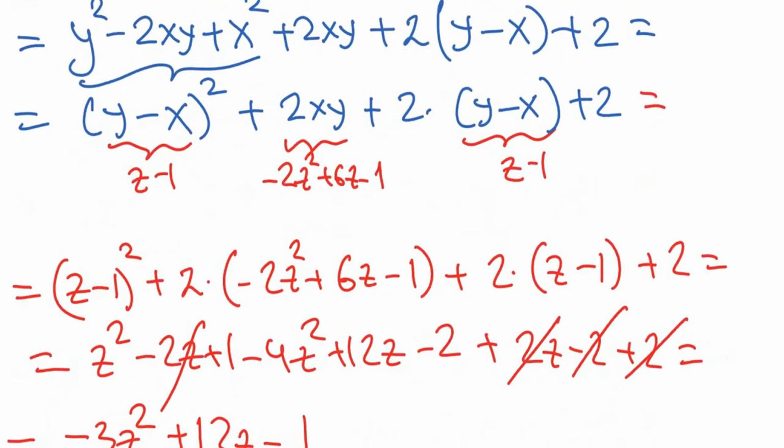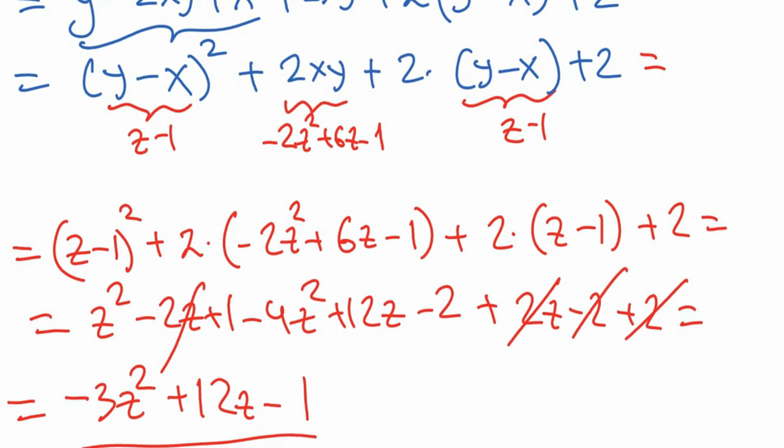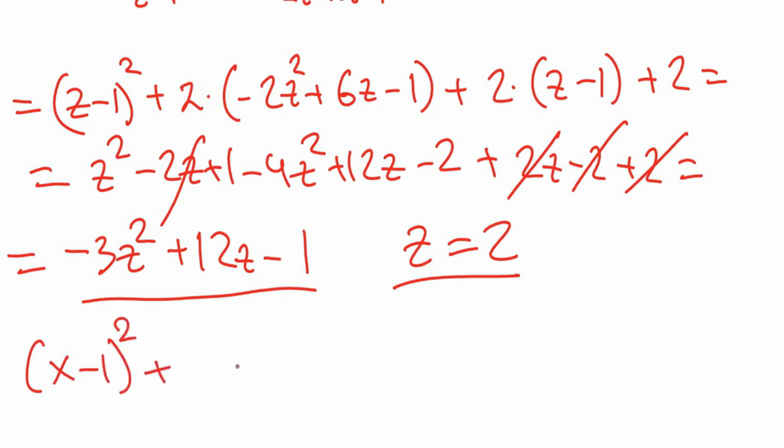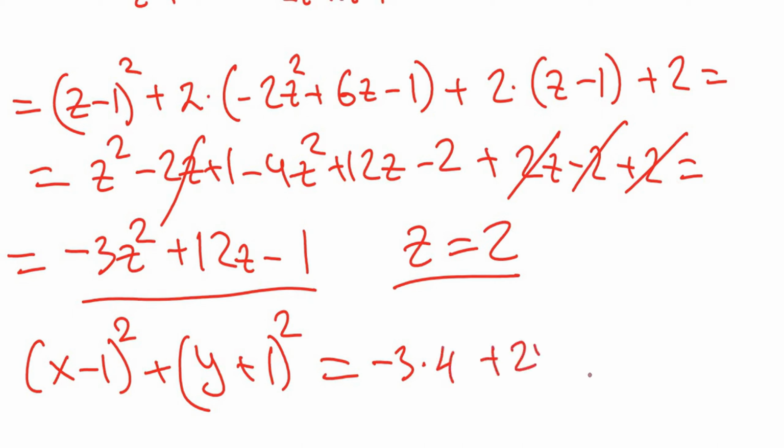So therefore, at z equal to 2, if z is equal to 2, then our (x minus 1) to the power of 2 plus (y plus 1) to the power of 2 will be maximized. So therefore, this is going to be equivalent to minus 3 times 4 plus 24 minus 1, which is equal to 11. So this is our final answer.